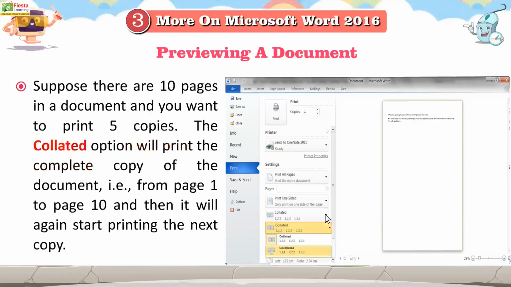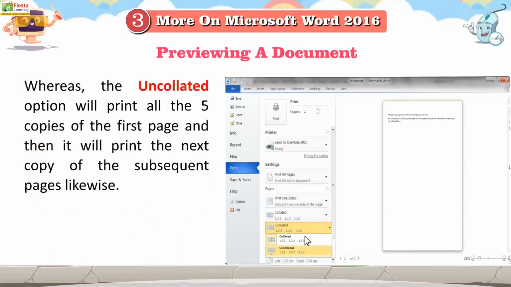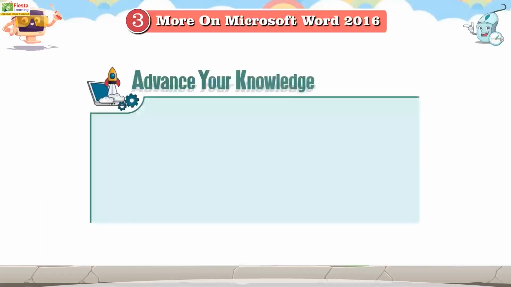Suppose there are 10 pages in a document and you want to print 5 copies. The collated option will print the complete copy of the document from page 1 to page 10, and then it will again start printing the next copy. Whereas the uncollated option will print all the 5 copies of the first page and then it will print the copies of the subsequent pages likewise.